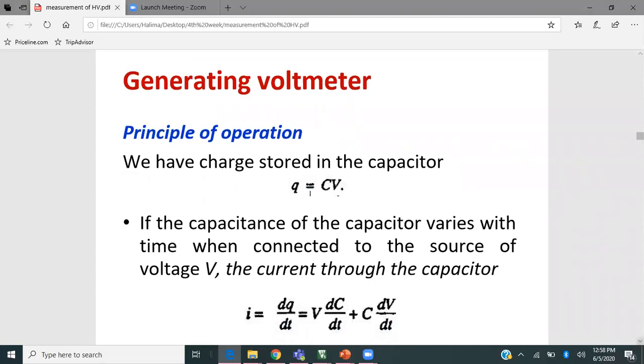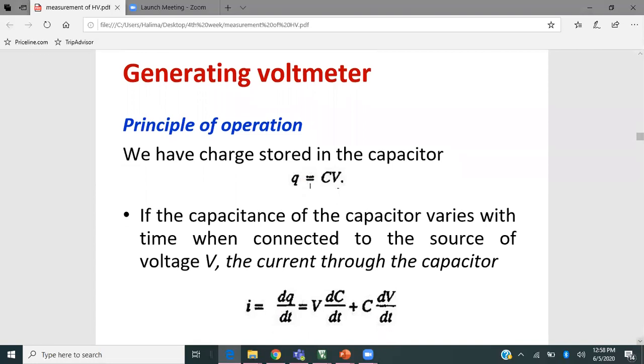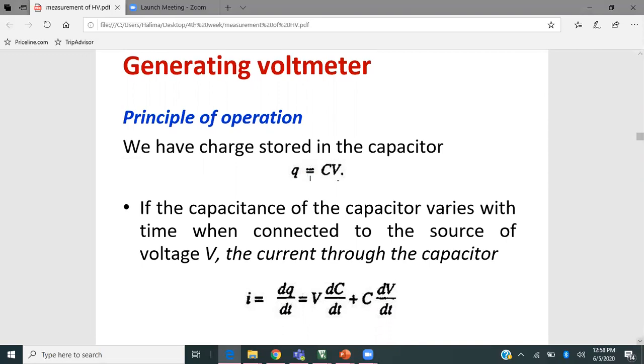Similarly, talking about the principle of operation, because we are using a capacitor, we have charge stored in the capacitor by the equation Q is equal to CV. So if the capacitance of the capacitor varies with time when connected to the source of the voltage, you know that the current through the capacitor will be equal to dq by dt, and we can write that it will be equal to V dC by dt plus C dV by dt.